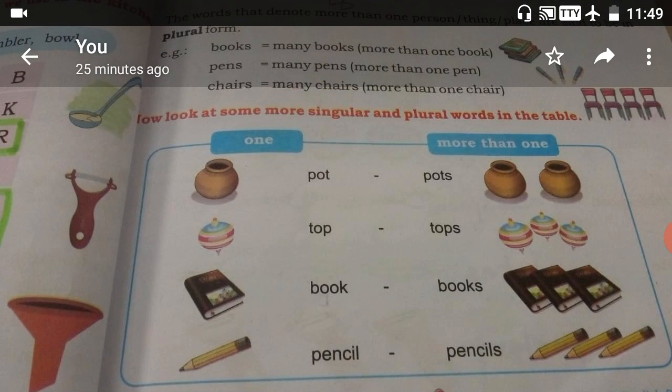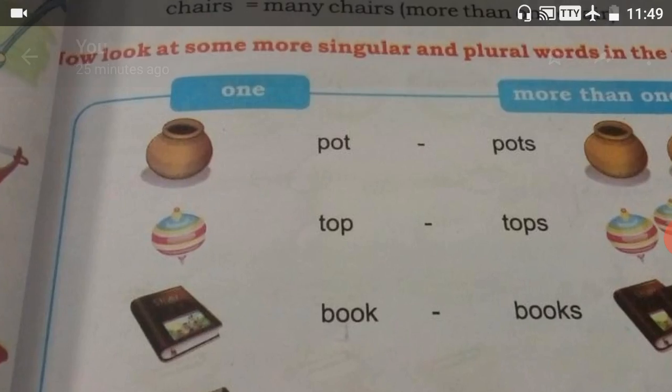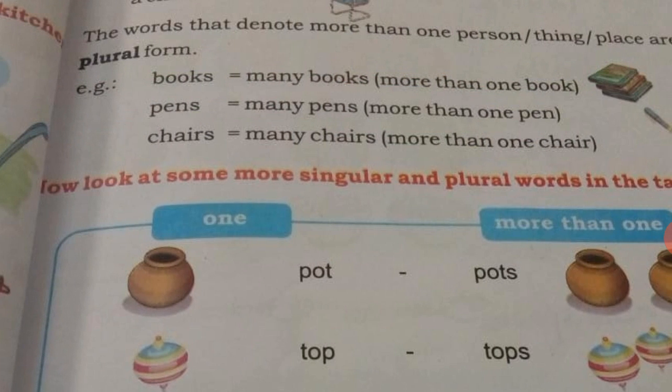Now let's see the definition part for plural form. The words that denote more than one person, thing, place are said to be in plural form. Means more than one person, more than one thing and more than one place are said to be in plural form.